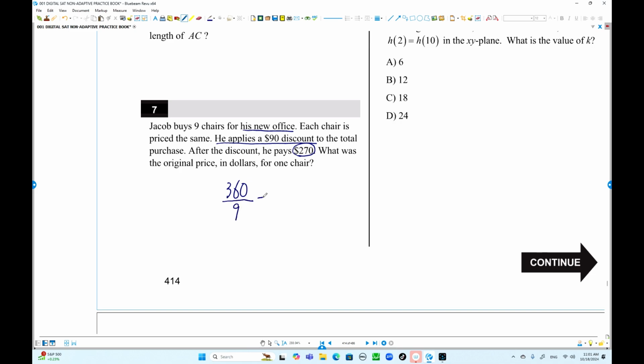You can divide it by 9, and it's going to equal $40 each. But after the $90 discount, that is $30 each, right? $10 less than before. Or you can set up the equation: total cost T minus 90 equals 270 in algebraic form. You can solve it this way. After you find the total amount, you need to divide by 9.